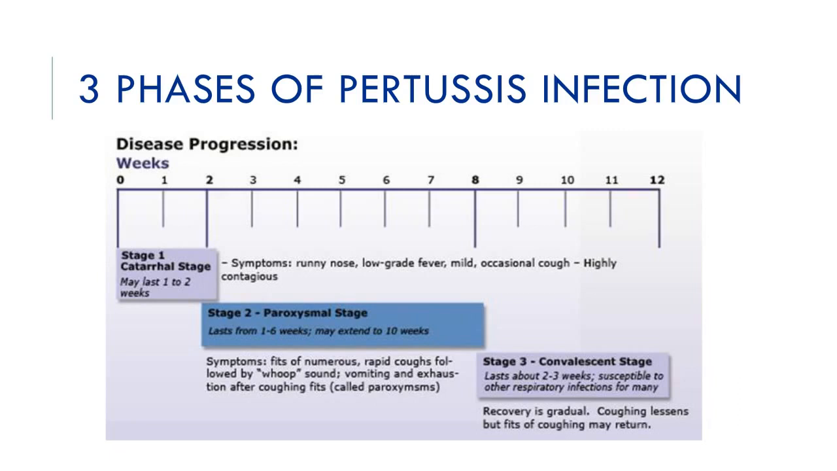And the third stage of pertussis infection is the convalescent stage. Now, this lasts about 2 to 3 weeks. And at this stage, after going through this much, 10 to 12 weeks of sickness, the patient is also very susceptible to other respiratory infections they might come into contact with. During the convalescent stage, recovery is very gradual. Cough will lessen, but there are still several bouts of these coughing fits that can return on some occasions during the convalescent stage.